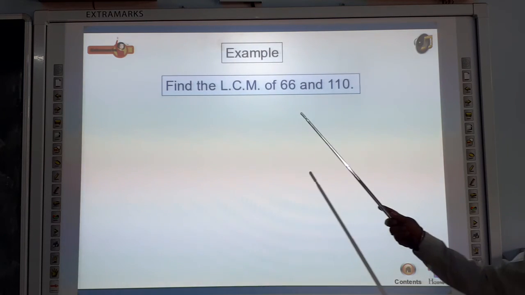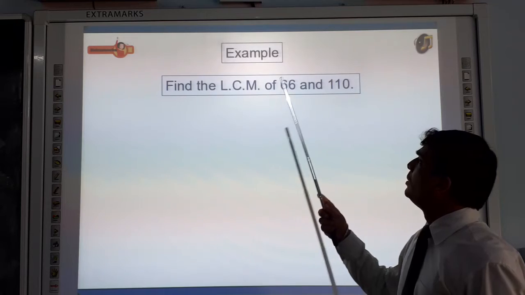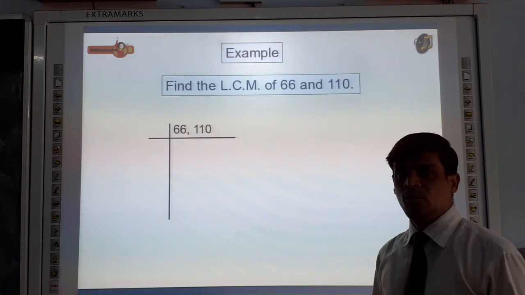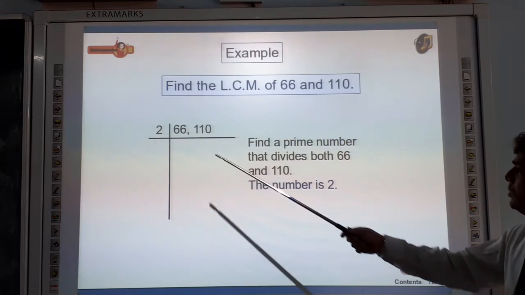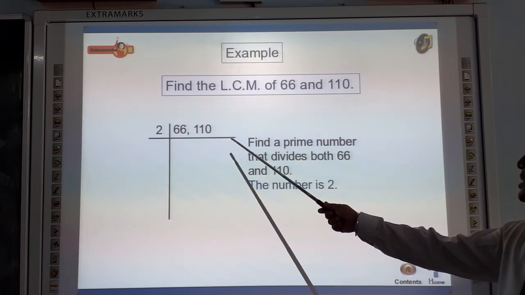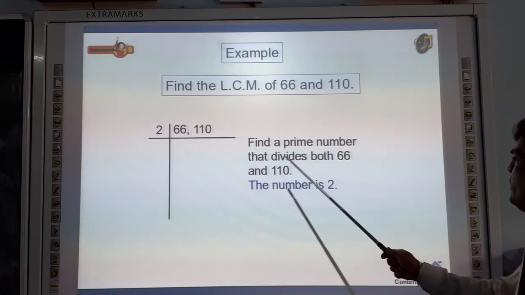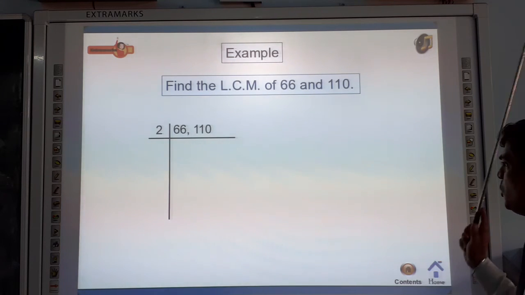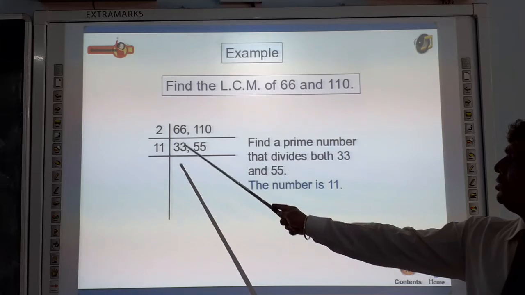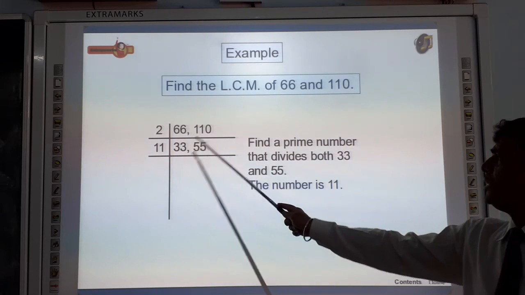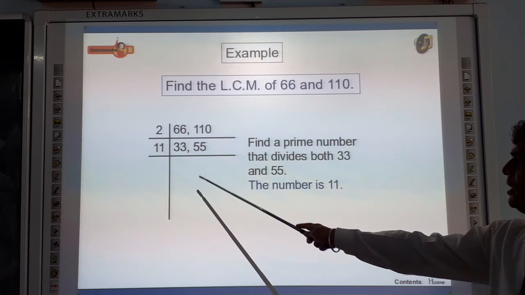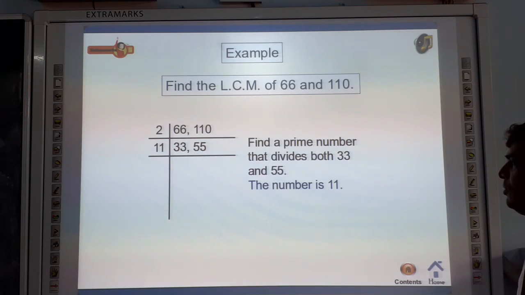For example, find the LCM of 66 and 110. Find a prime number that divides both 66 and 110. The number is 2. 2 into 33 is 66 and 2 into 55 is 110. 11 into 3 is 33 and 11 into 5 is 55.